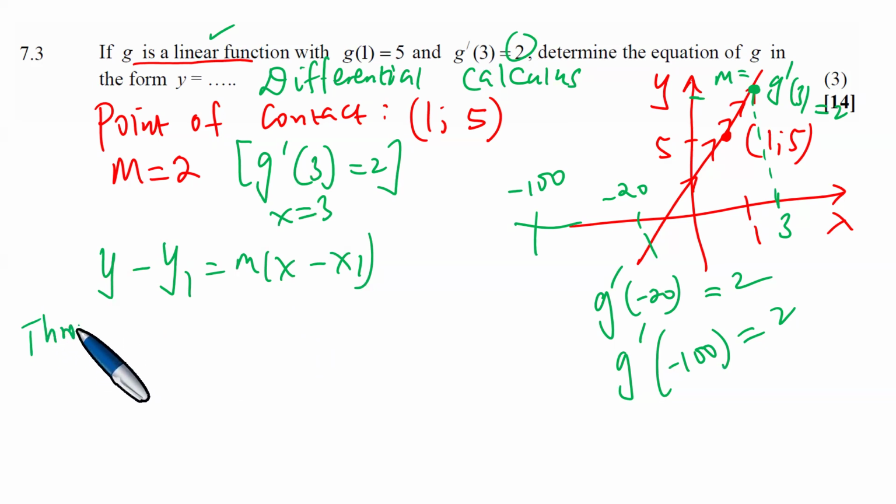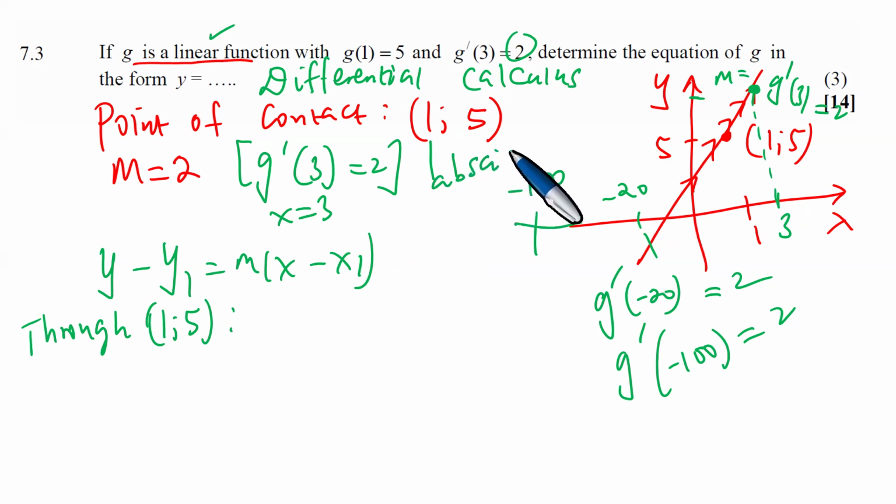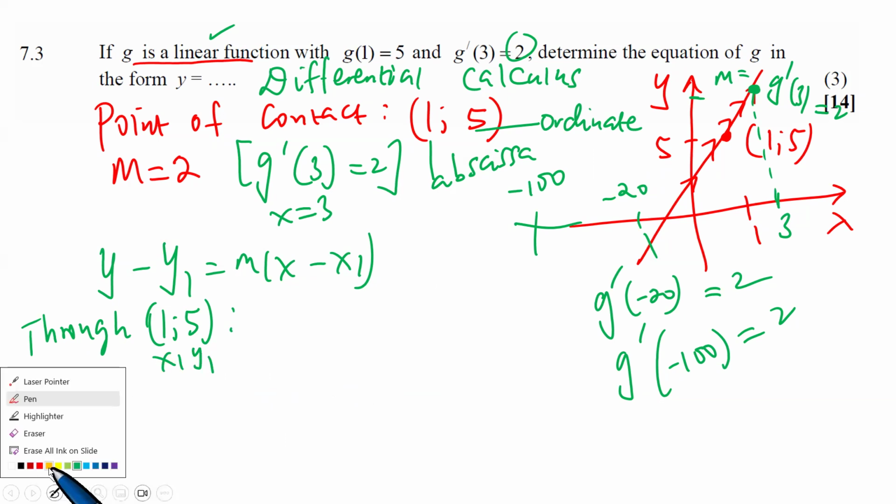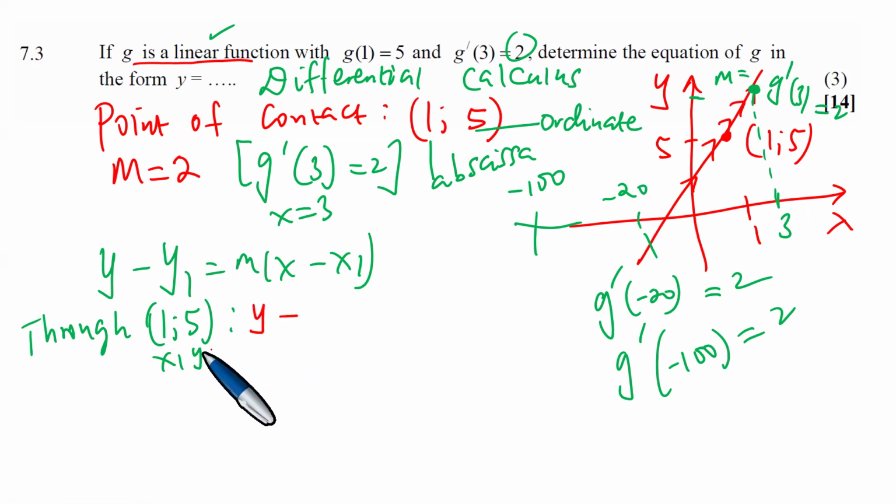But this line, the examiner told us, passes through the point of contact. What is the point? Right, the point through which it passes has the coordinates (1, 5). And these two coordinates have the x, which is called the abscissa, and this y component, which is called the ordinate. Right, so at this point, this will give us x1 together with y1, and we continue in our red color, and this is y minus y1, which is 5. The slope is exactly what? Is 2. X minus x1 is 1.